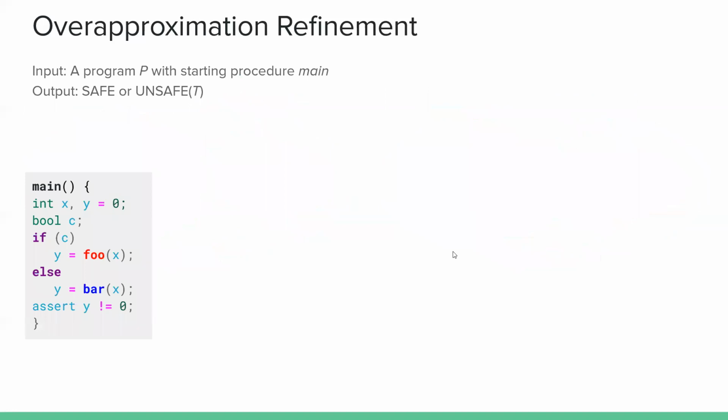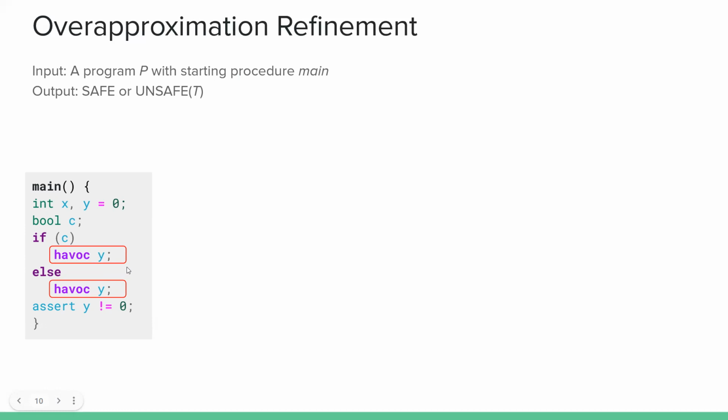So let's look at an example of how this CEGAR strategy works for the stratified inlining. It takes an input, a program P with a starting procedure main, and it gives out an outcome whether it is safe or unsafe. So we have our original program main. To construct an over-approximated model, we will over-approximate the procedure calls. There are two procedure calls here, foo and bar. To over-approximate them, we make these outcomes y non-deterministic. That means we havoc y. Now y can take any value.